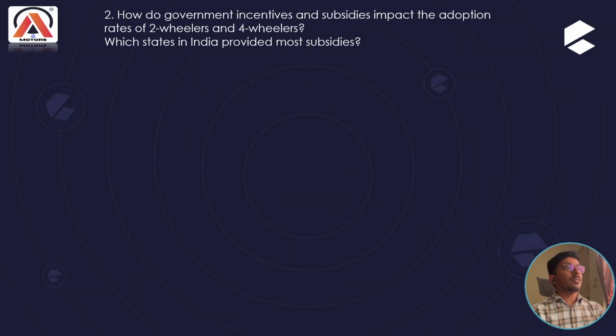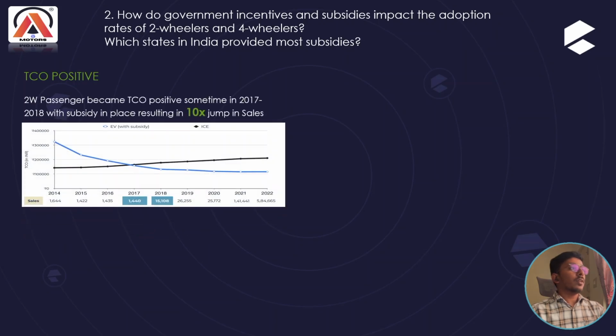How do government incentives and subsidies impact the adoption rates of two-wheelers and four-wheelers? Which state in India provided the most subsidies? If the total cost of ownership is lower than an alternative segment of a product, then it is considered TCO positive. If you see here, for two-wheelers, TCO became positive sometime between 2017 and 2018. As a result, we can see a 10 times jump in sales in 2018 compared to 2017.